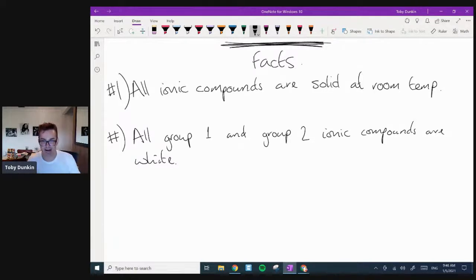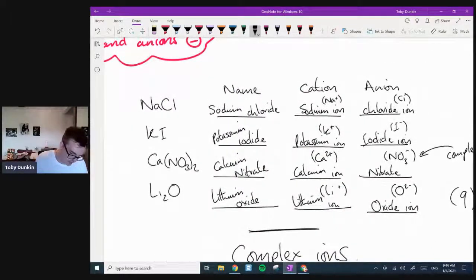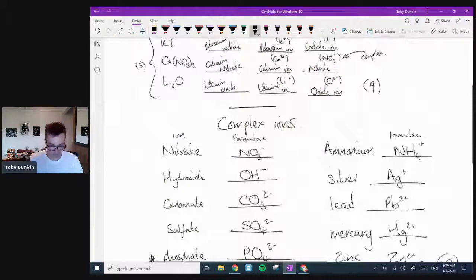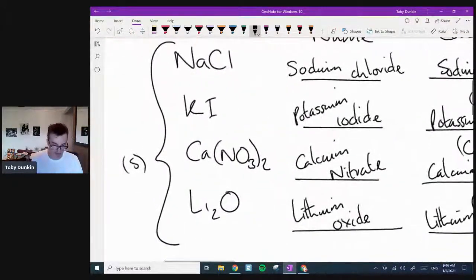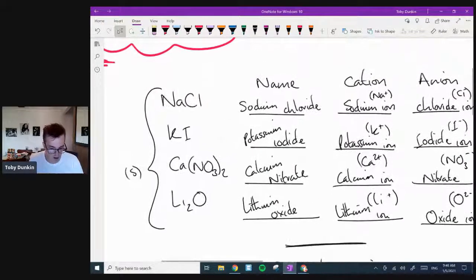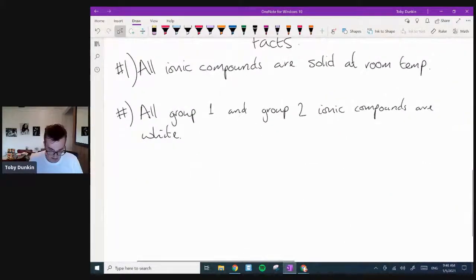So all of the compounds that I gave you up here, all 4 of these will be solids at room temperature. All of them have the state symbol S. Yeah, we know this. And in fact, it turns out they're all white as well, because they all contain either a group 1 or group 2 metal. So they're all white.